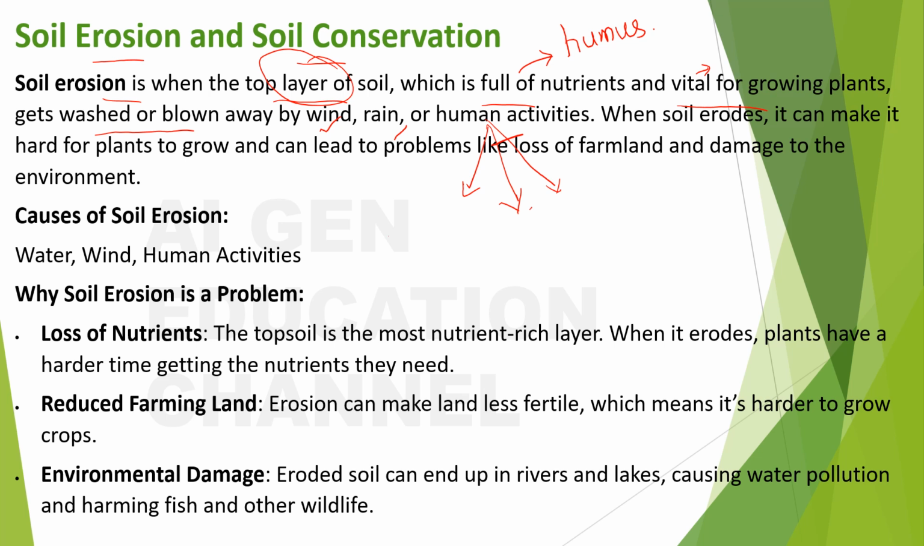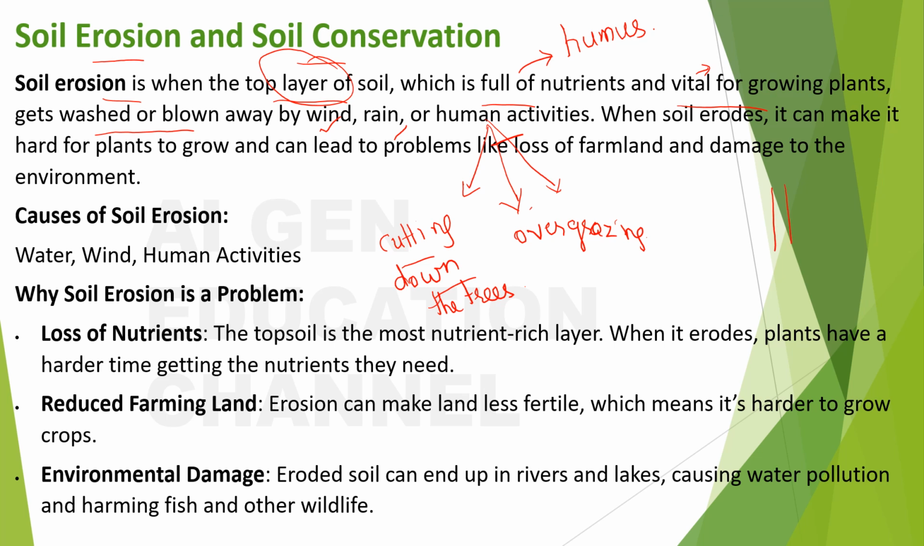It is because of the other activities that we do, like cutting down the trees. And what else? Overgrazing by animals. When you leave the cattle to overgraze, then also it will lead to soil erosion. Why does cutting down the trees lead to soil erosion?